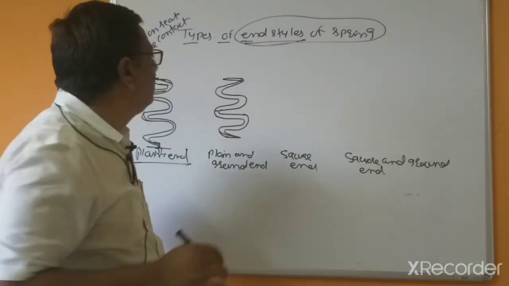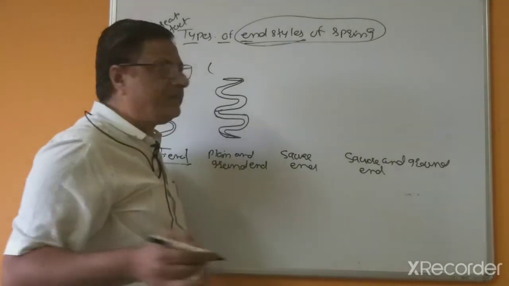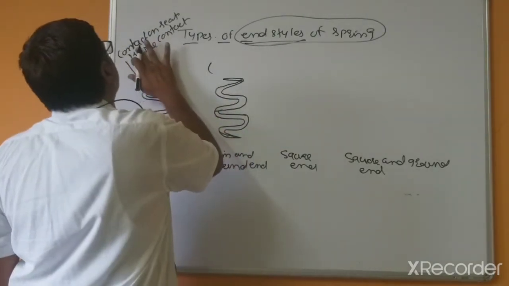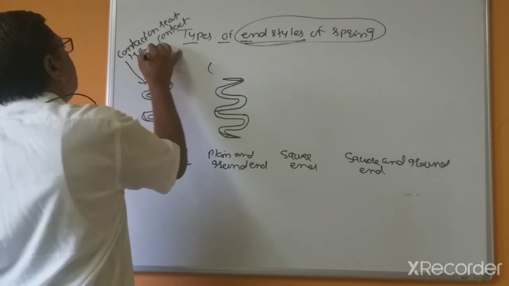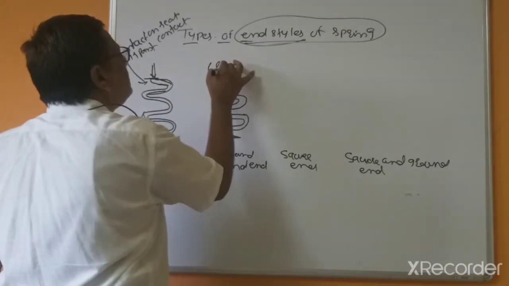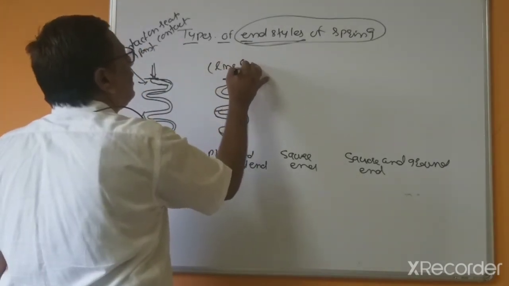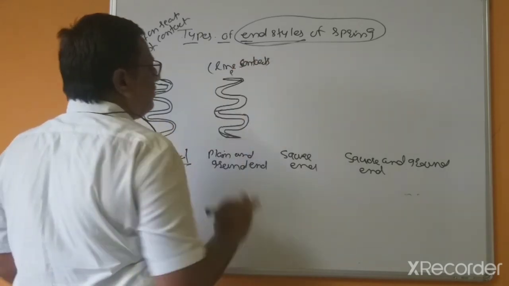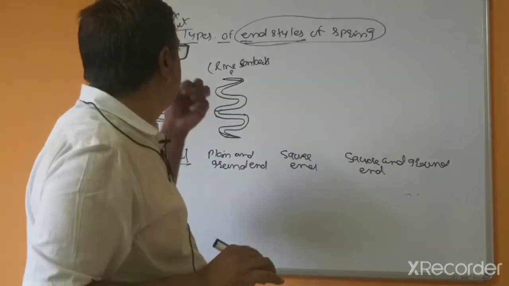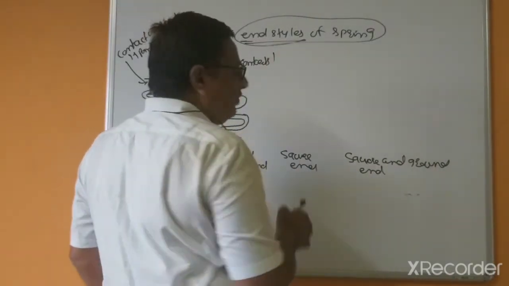Here the contact is, you can say, point contact. Point contact. This is line contact, but this is less. And now the square ends.